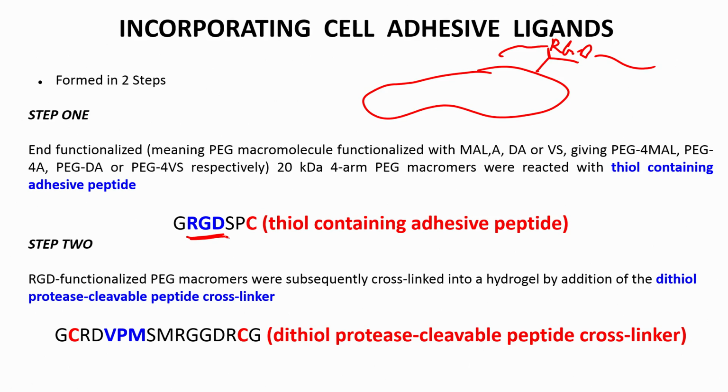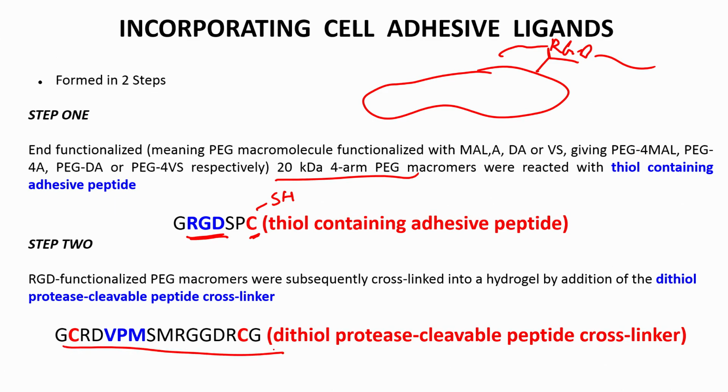They have also modified this to also contain a thiol, so that there is one sulfhydryl group present through which it can react, and then the RGD group is still available for the cells to bind to. So, that is what they have done. They have used a 20 kDa 4-arm PEG with the thiol containing adhesive peptide, and then in step 2, the degradable peptide is this.